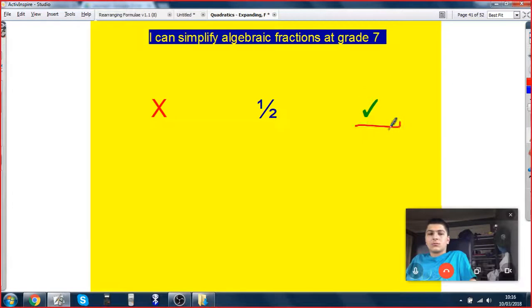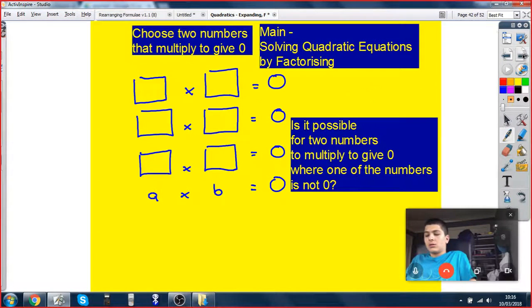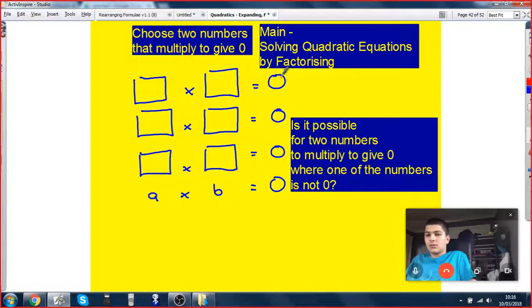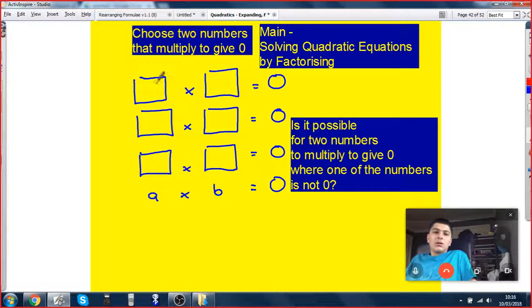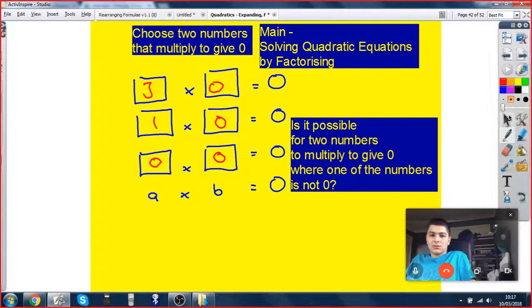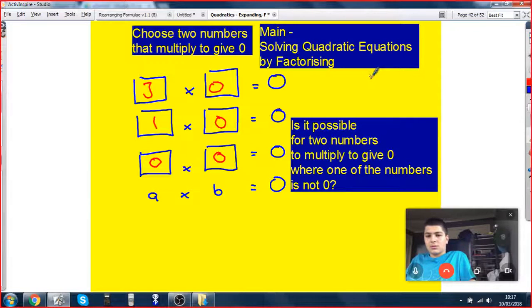Tick. Okay. Now let's try this one. Two numbers that multiply to give 0. Any two numbers. 3 and 0. Two more. 1 and 0. Two more. 0 and 0. So all of these have at least one 0 in them. Is it possible to multiply two numbers and get 0 where one of those two numbers is not 0? No, it's not possible.